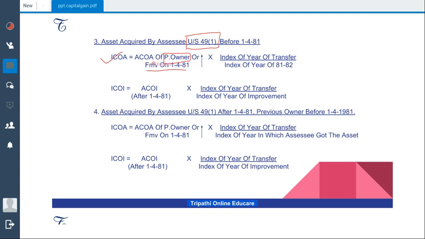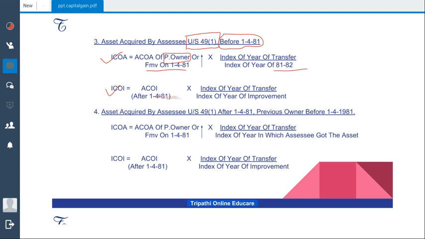So it will be actual cost of acquisition of previous owner or FMV on 1981, whichever is higher, into index of year of transfer upon index of year of 81-82. Now why we are taking 81-82? Because you are getting this asset as a gift before 81. So before 81 we don't have any CII, cost inflation index. Hence you will have to take the base year, which is 1981-82.